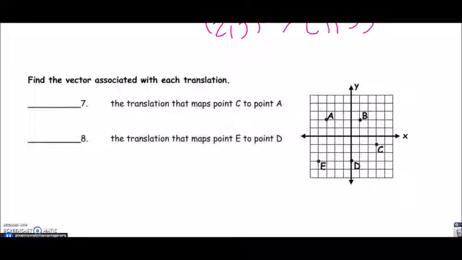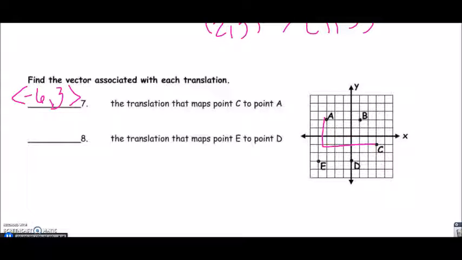All right, for 7 and 8, you need to find the vector associated with each translation. We need to go from C to A. So we went over and up. We went to the left, and so my vector is going to have a -X. Make sure you use the greater than and less than symbols since it's a vector. We went to the left 1, 2, 3, 4, 5, 6. We went up 1, 2, 3. So <-6, 3> is going to be your vector because we went left 6 and we went up 3.